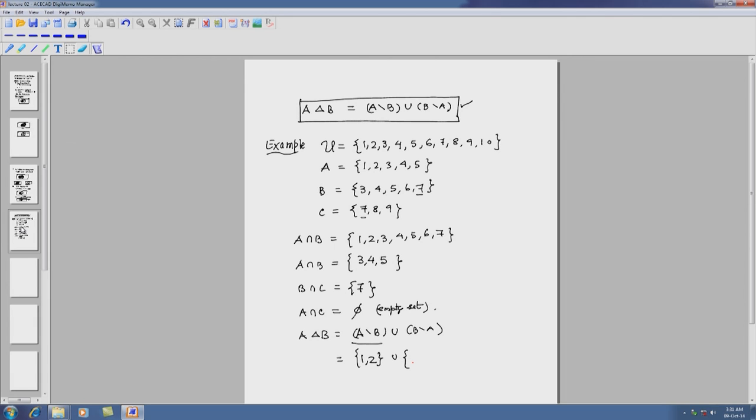Now, we see that 3, 4 and 5 are common to both A and B, and in B we have two more elements, 6 and 7, which are not in A. Therefore, those elements will appear in B minus A, and thus we have the set 1, 2 union the set 6, 7, and taking the union we have 1, 2, 6, 7. So, this is the symmetric difference between A and B.